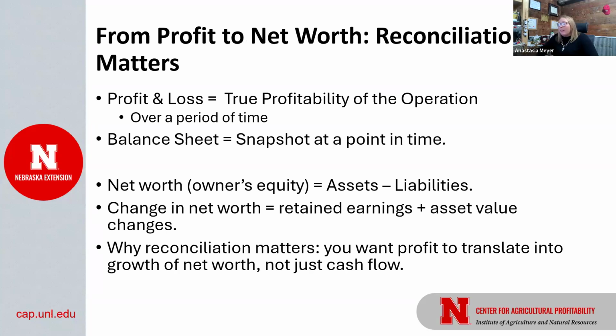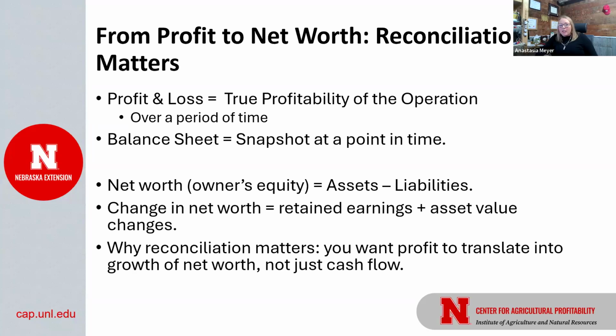So, one thing about this, if you are going to go into this work and you're going to dive deep into your numbers, right? You have a lot of different things that you're looking at. You're looking at profit and loss, you're looking at your balance sheet, you're looking at your net worth. What are each one of these things, okay? So your profit and loss is over a period of time. Whenever you're looking at it, whether it's quarter one, whether it's a year, whatever the case might be, it's the true profitability of that operation.